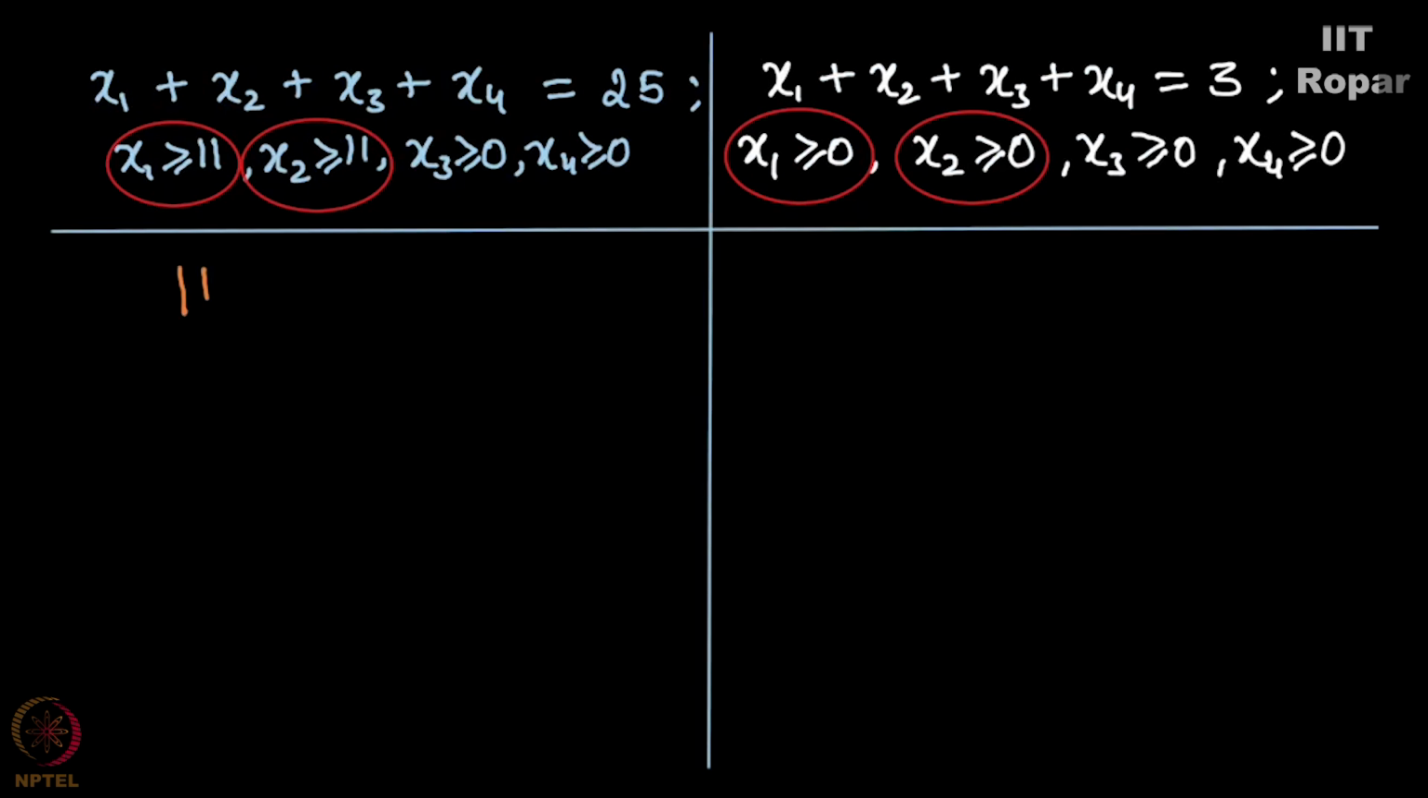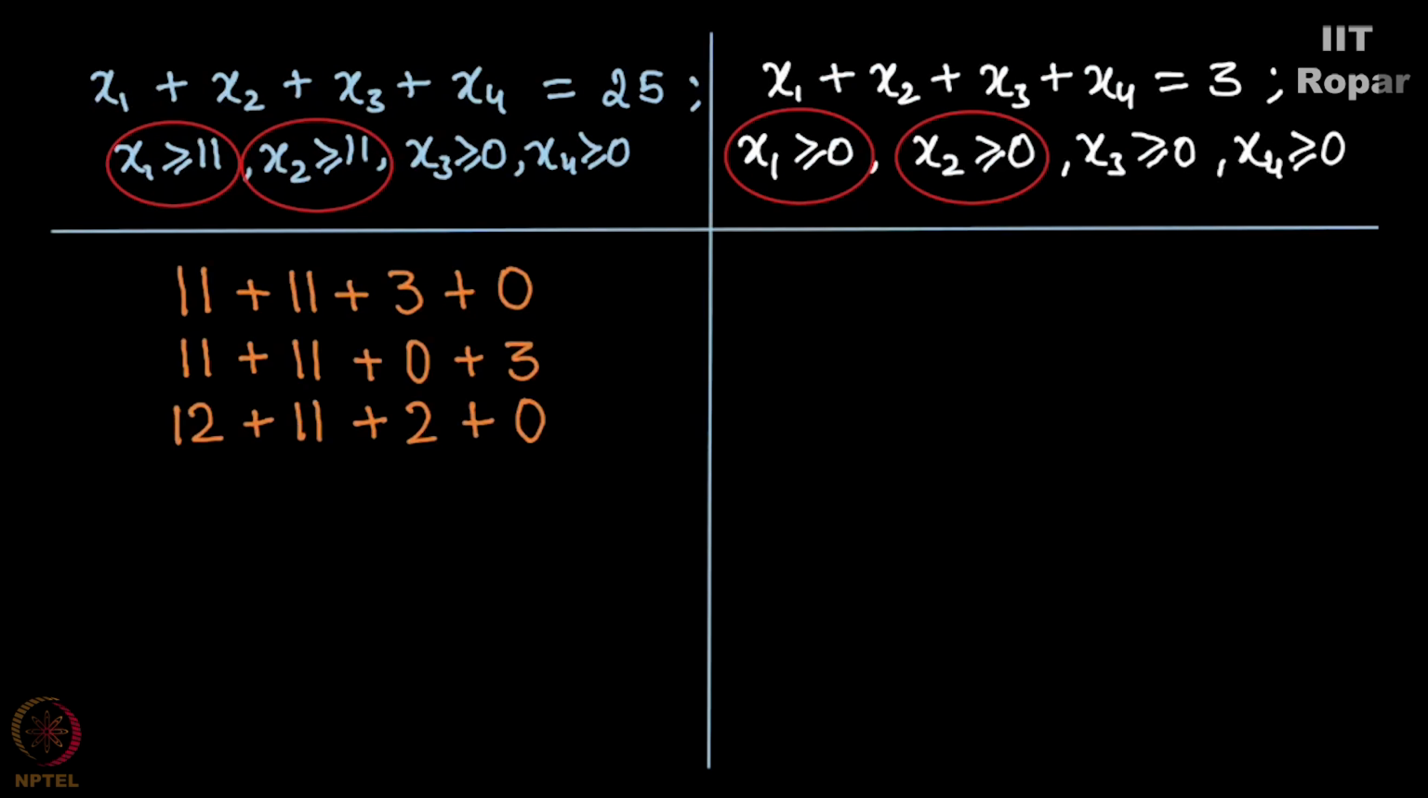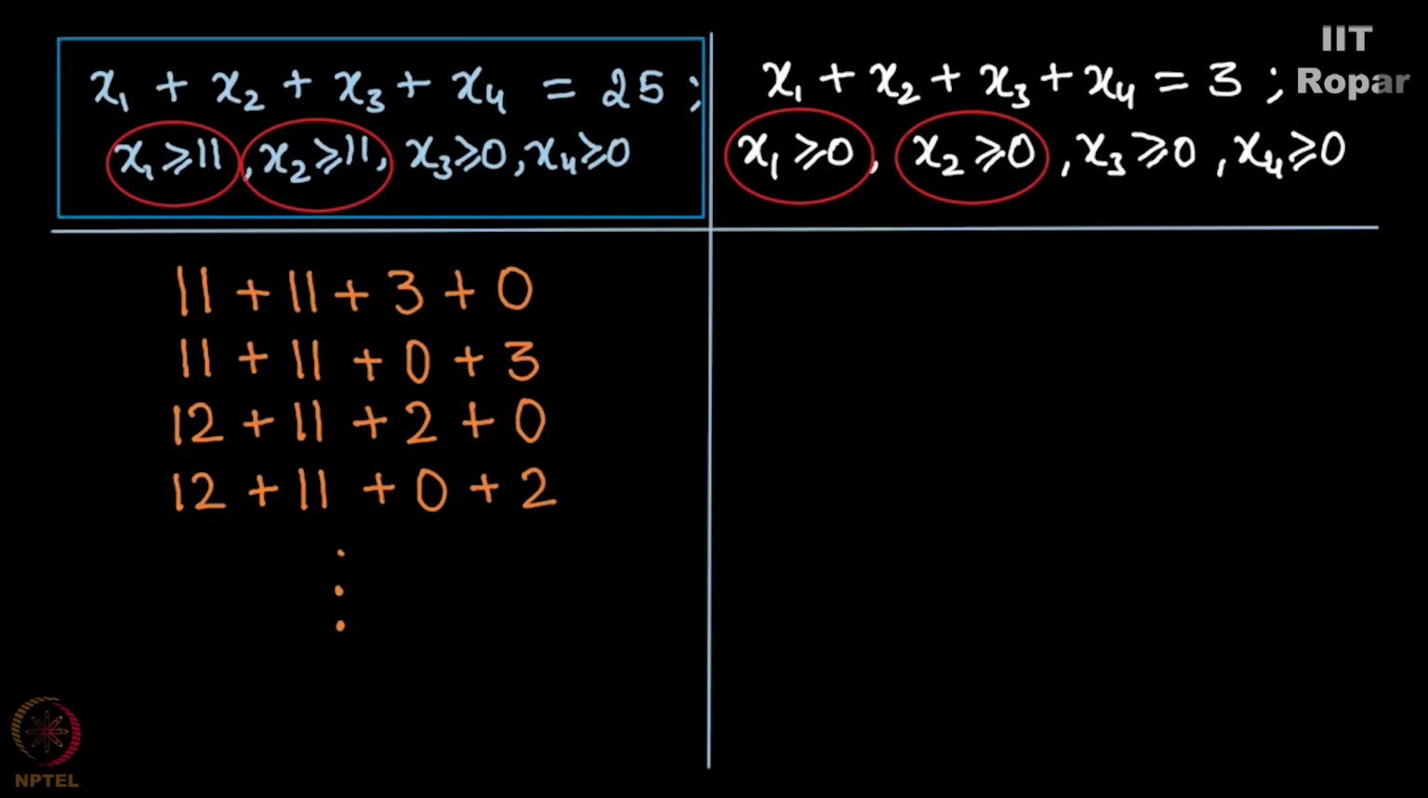11 plus 11 plus 3 plus 0, 11 plus 11 plus 0 plus 3, 12 plus 11 plus 2 plus 0, 12 plus 11 plus 0 plus 2 and so on. Now, there is a proper bijection between the enumerations of this equation and this equation. Let me show you a few of them.